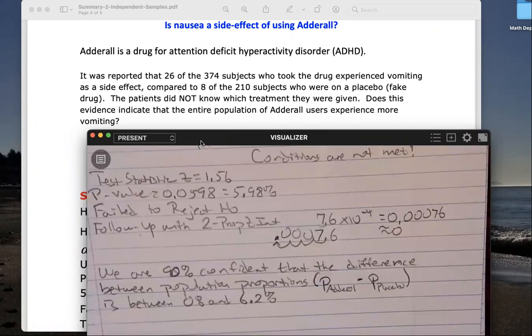But it is true, we didn't have a big enough sample size anyways. So maybe when we get larger samples, we will find a statistically significant difference, because it does increase the power of the test.